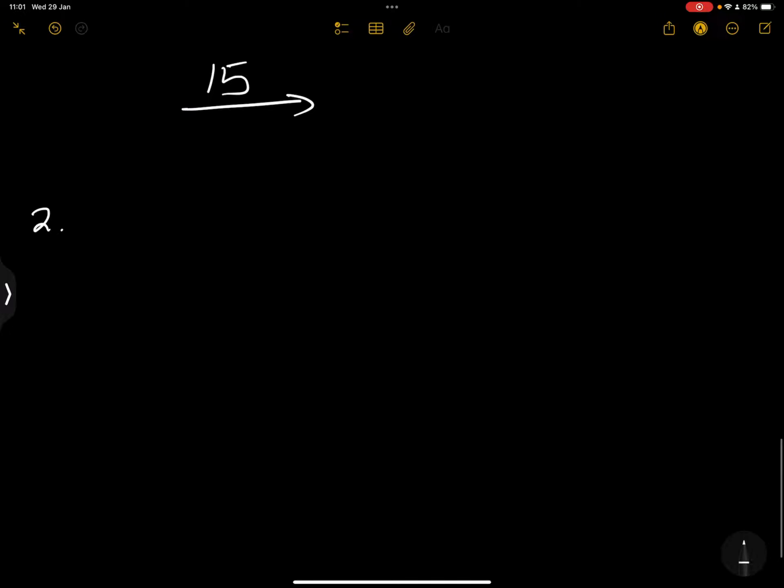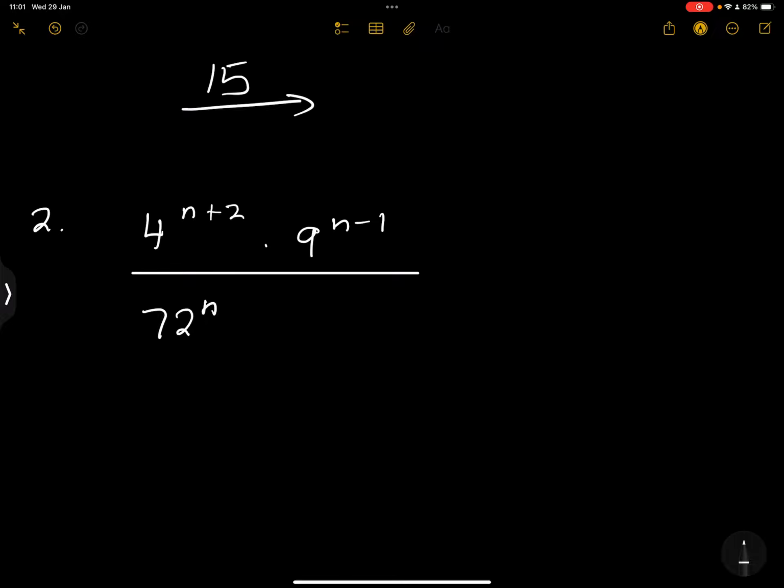Let's take our second example. I want us to see how we can apply this. I want you to try this one out for yourself. So I'm going to write there 4 to the power of n plus 2, times 9 to the power of n minus 1, divided by 72 to the power of n times 2 to the power of 1 minus n. Please pause the video right now, try it out on your own, and when you get to the answer, go and look at the solution that I'm going to give you.